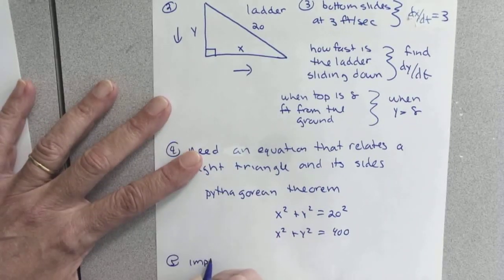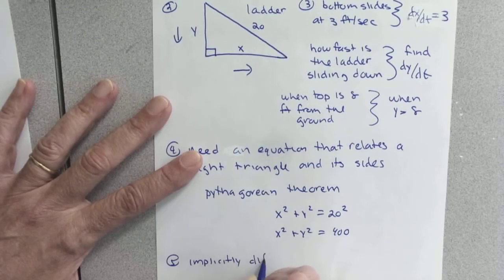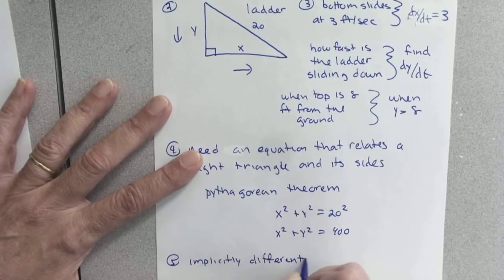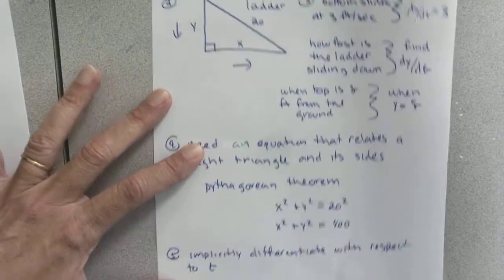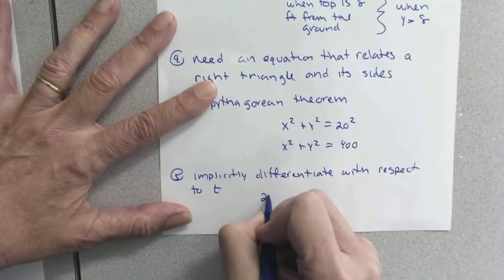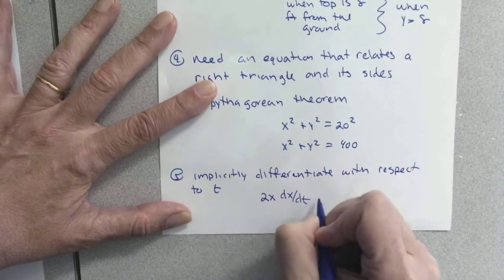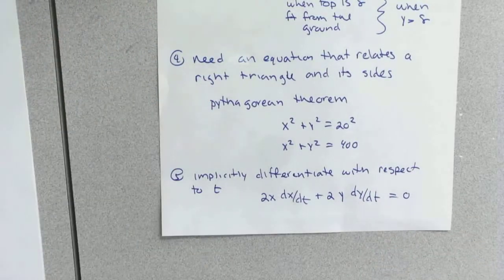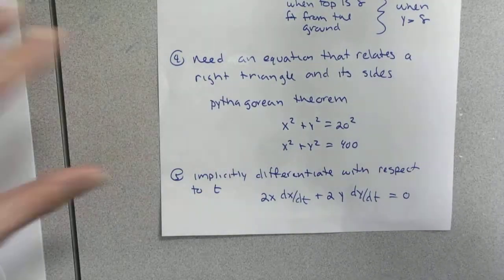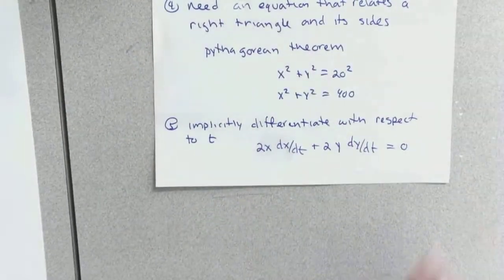So step 5, implicitly differentiate with respect to t. And so that's going to give me 2x dx/dt plus 2y dy/dt equals 0. We differentiate each variable with my normal rules, but since it's implicit with respect to t, every variable gets followed by its derivative, in this case dx/dt or dy/dt.